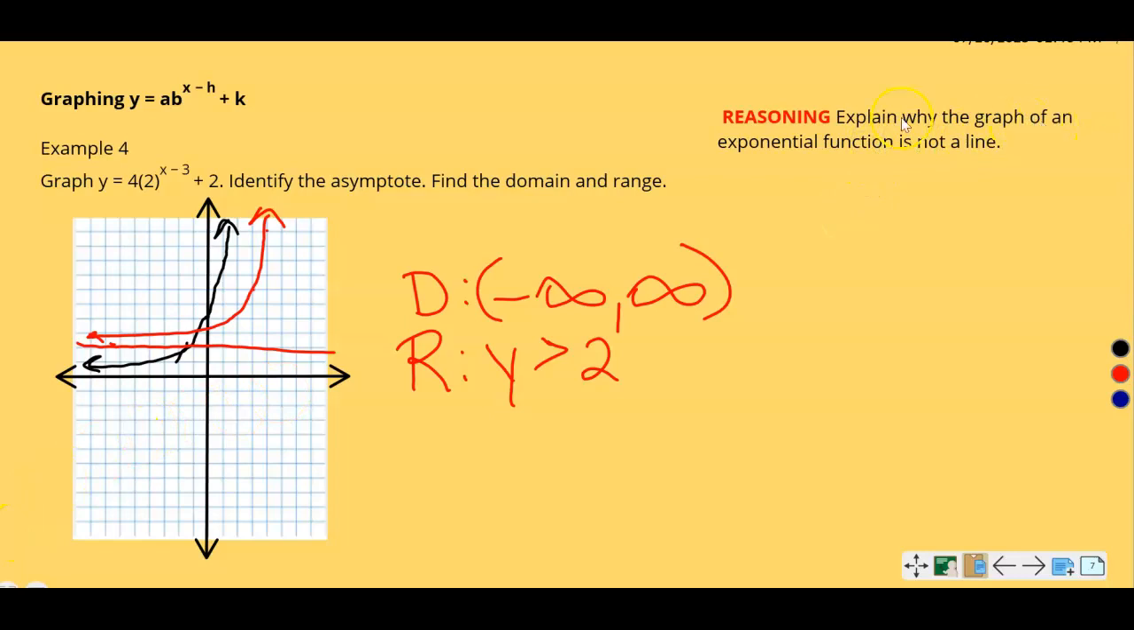All right, explain why the graph of an exponential function is not a line. All right, so remember, for a line, your rate of change has to be constant. The graph of an exponential function is not a constant change. So therefore, the graph of an exponential function will never be a straight line.